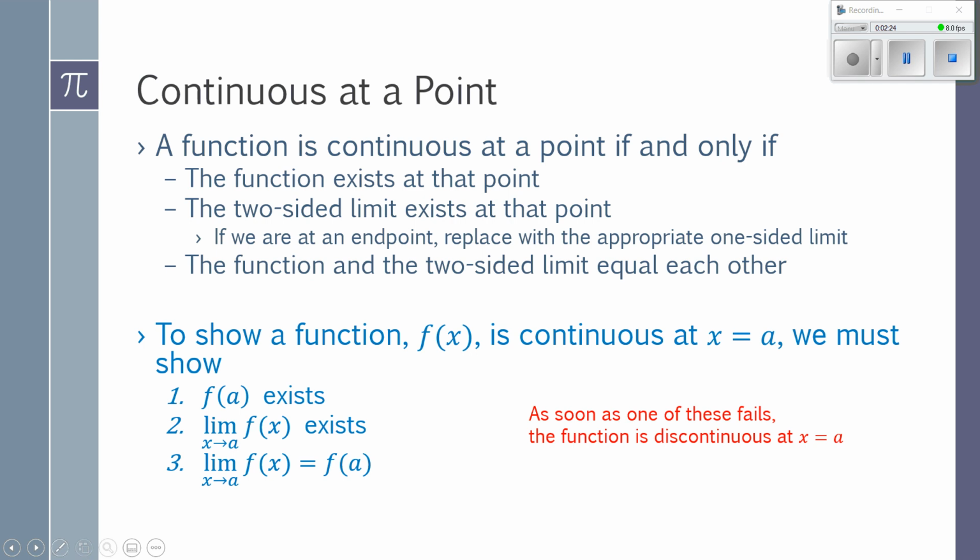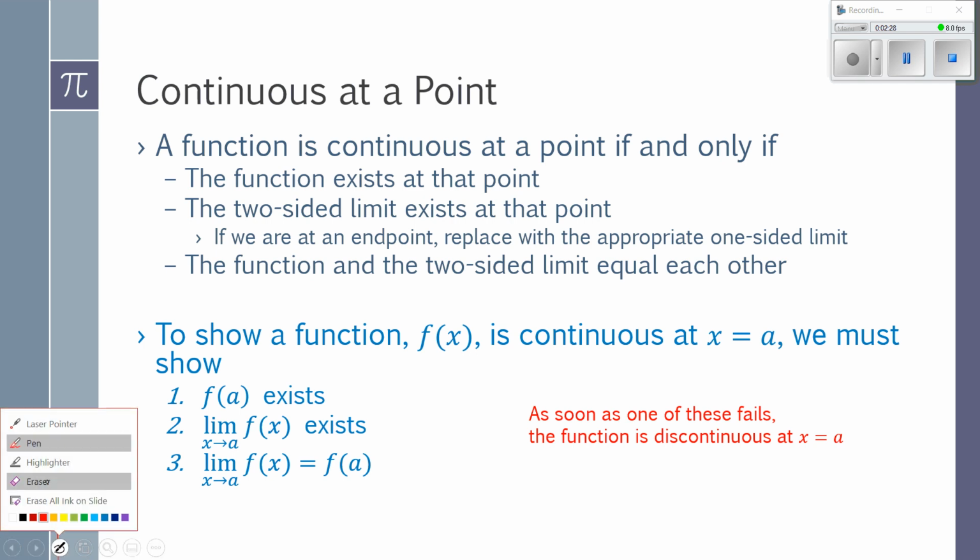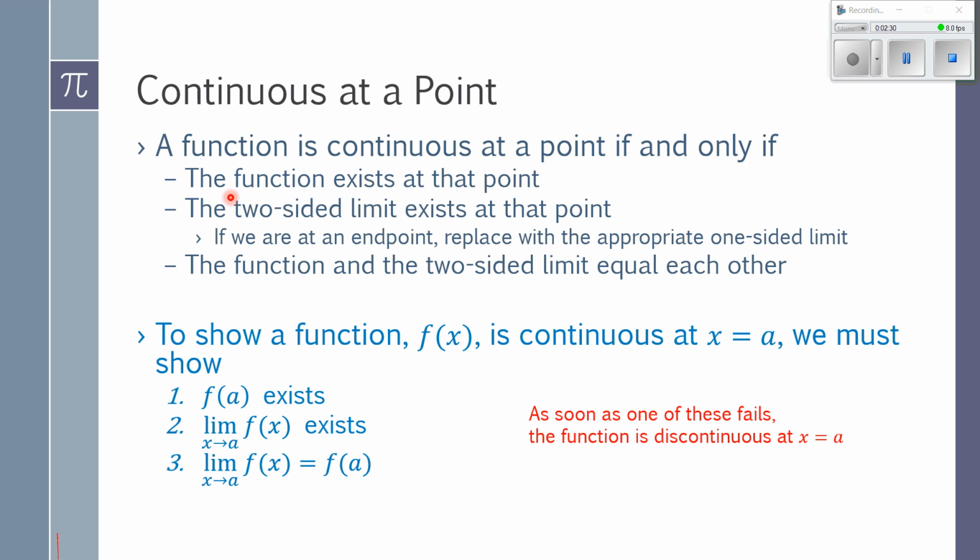Broadly speaking, the first point is saying that my function exists at that point. The second is saying, what is my function approaching? And the third says that what the function is approaching is the same as what it is.